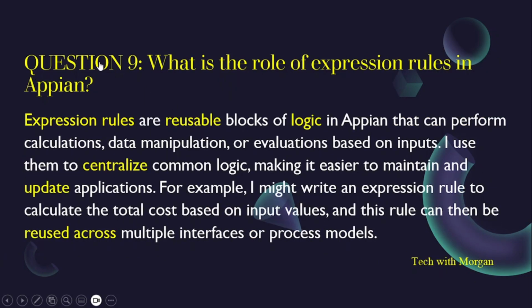Question 9. What is the role of expression rules in Appian? Expression rules are reusable blocks of logic in Appian that can perform calculations, data manipulation, or evaluations based on inputs. I use them to centralize common logic, making it easier to maintain and update applications. For example, I might write an expression rule to calculate the total cost based on input values, and this rule can then be reused across multiple interfaces or process models.